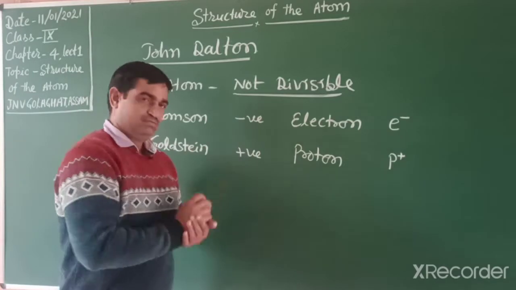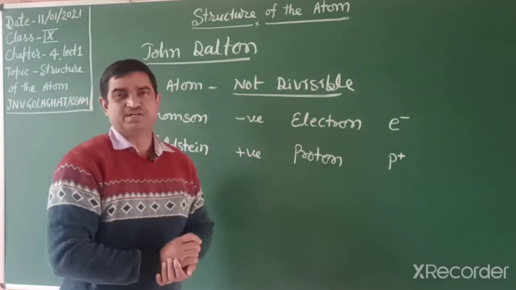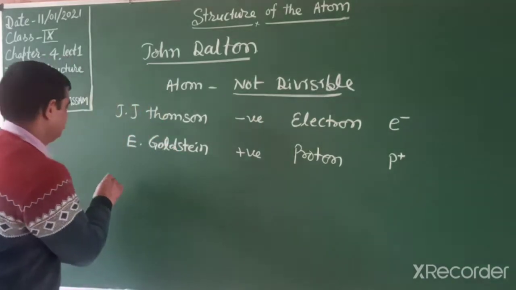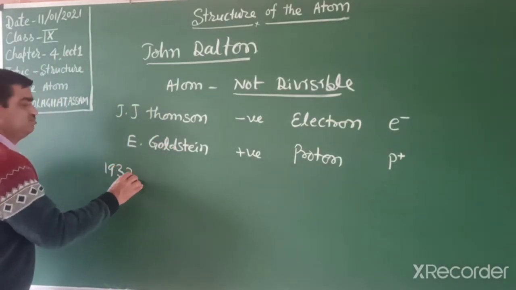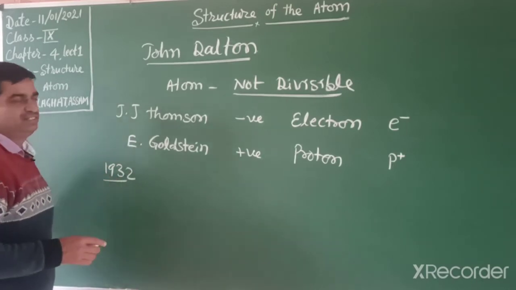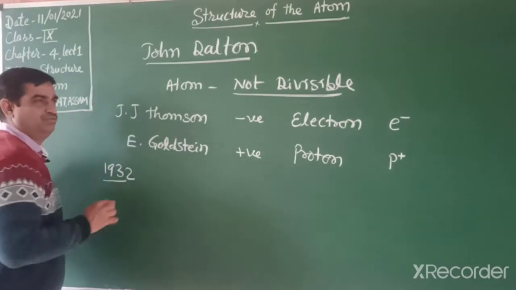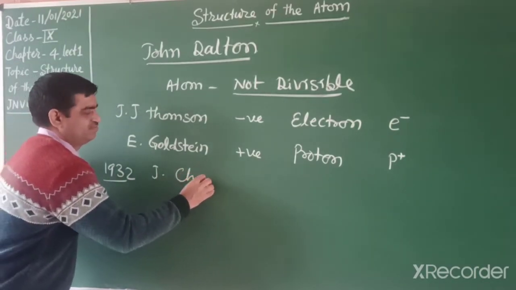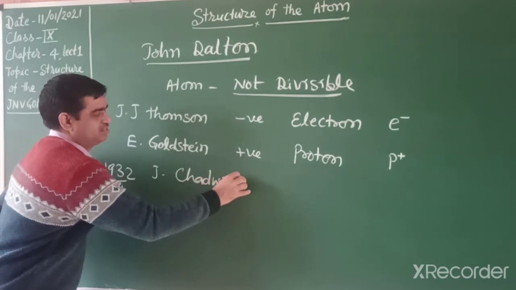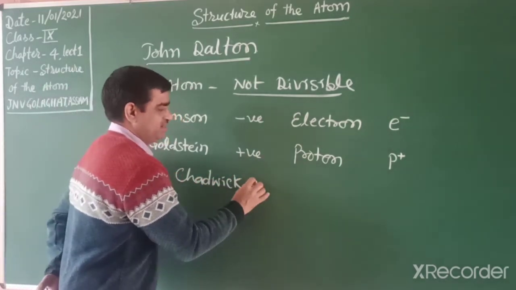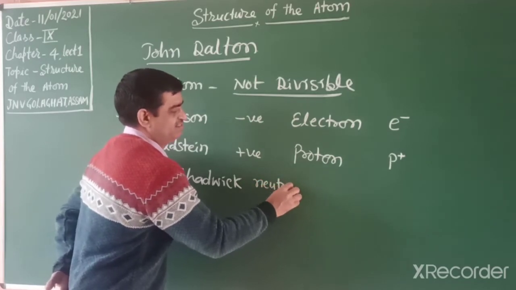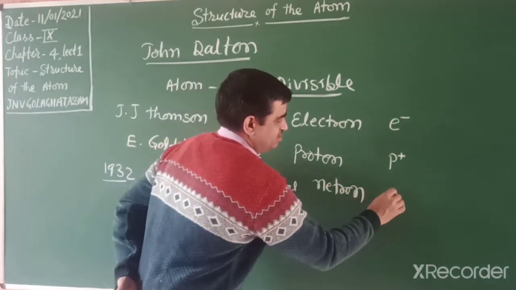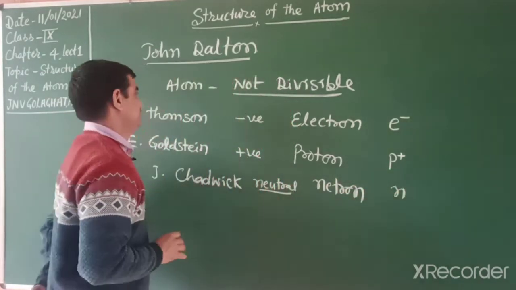Earlier, only these two particles were discovered in the atom, electron and proton. Later on, in 1932, another particle was discovered, that is the neutron. And who discovered this neutron? James Chadwick, a scientist, discovered a neutral particle, and that name is neutron. It is represented by small n and has no charge.